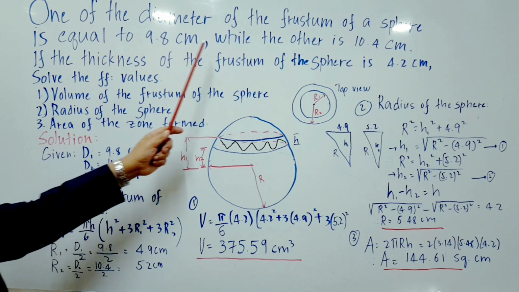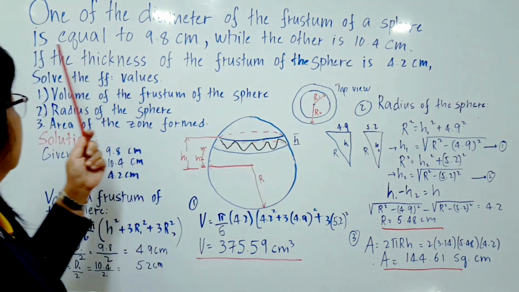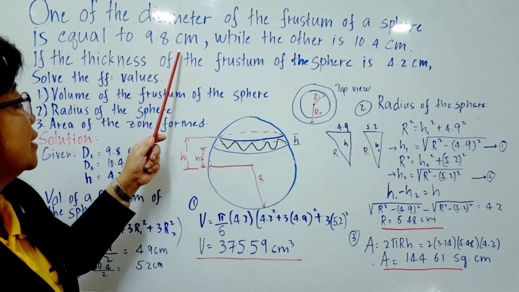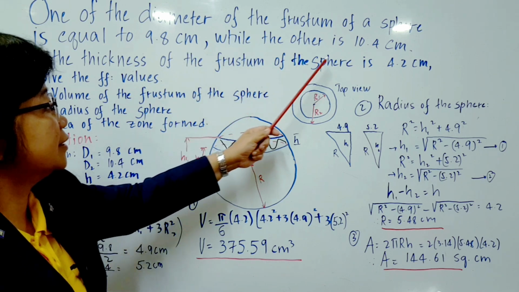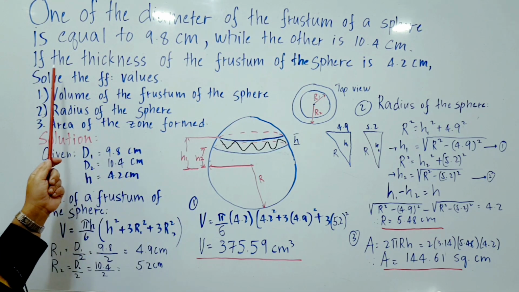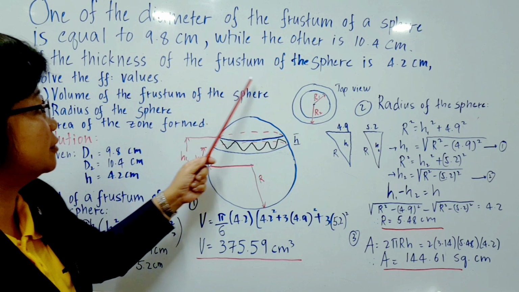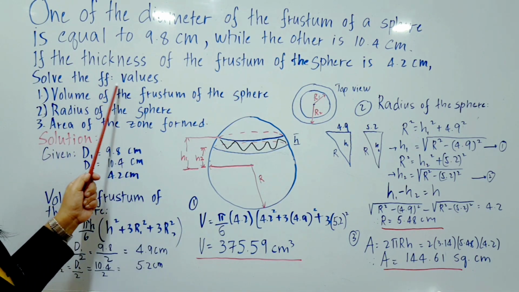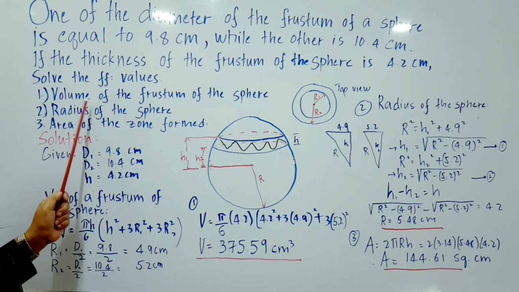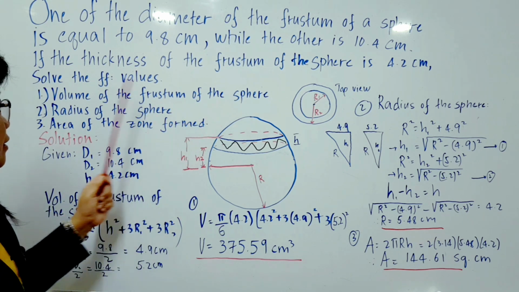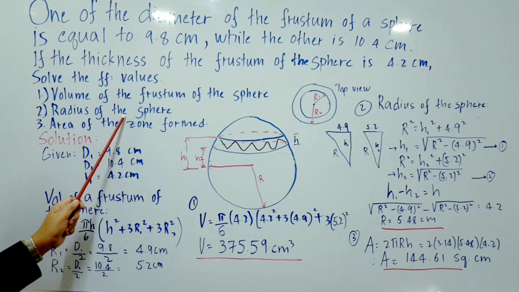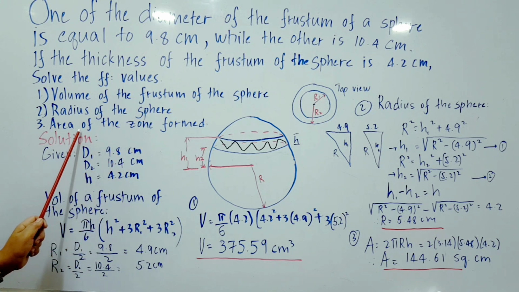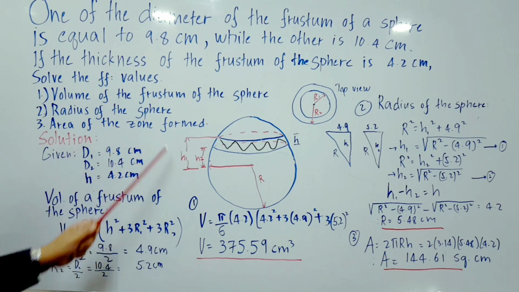One of the diameters of the frustum of a sphere is equal to 9.8 cm, while the other is 10.4 cm. If the thickness of the frustum of the sphere is 4.2 cm, solve the following values. Volume of the frustum of the sphere. Second one is the radius of the sphere. And the third one is the area of the zone formed.